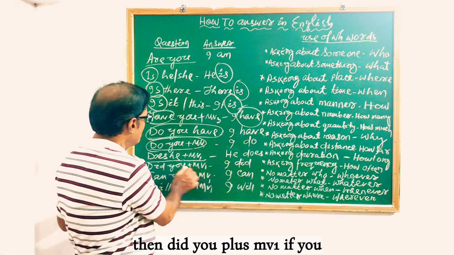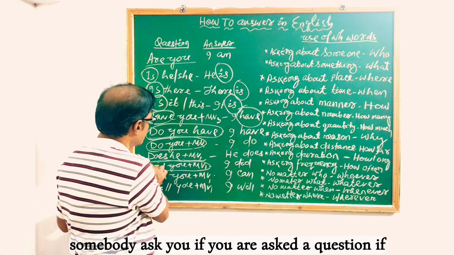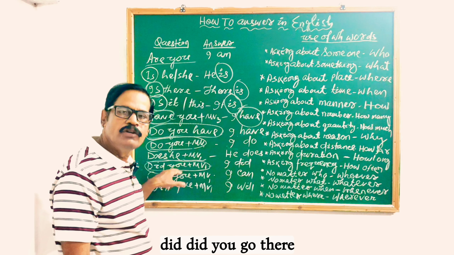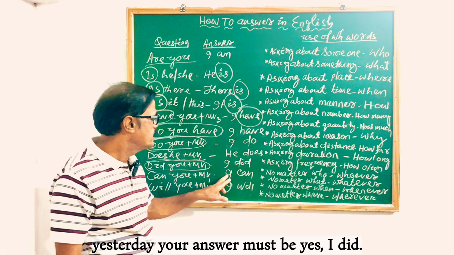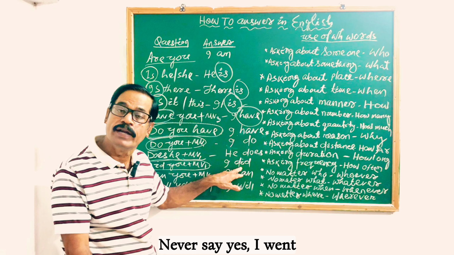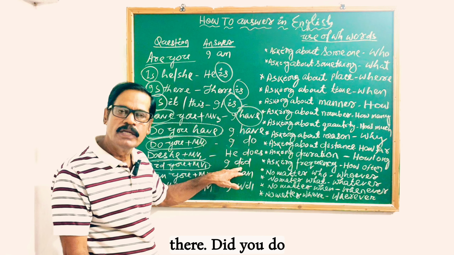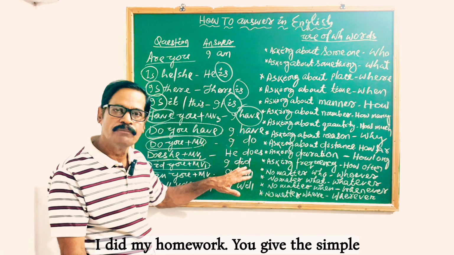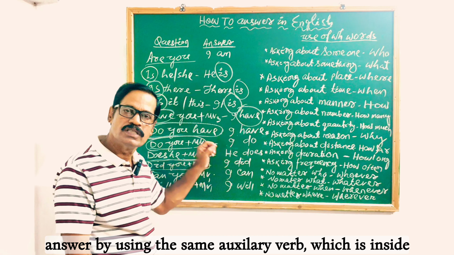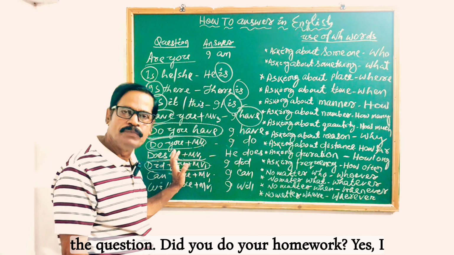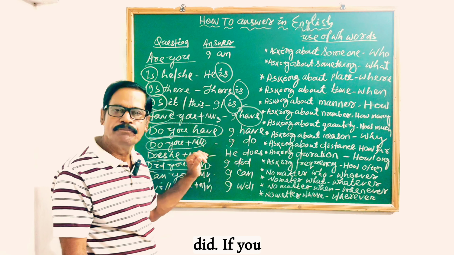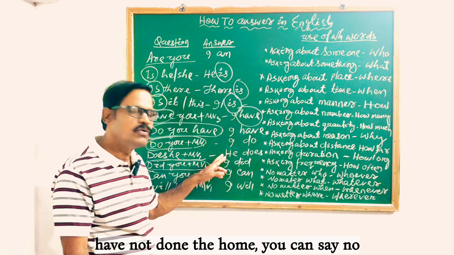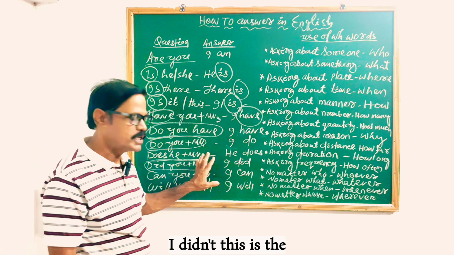Then did you plus MB1. If you are asked a question, if the speaker asks you a question using did, did you go there yesterday? Your answer must be yes, I did. Never say yes, I went there. Did you do your homework? Yes, I did. Never say yes, I did my homework. You give the simple answer by using the same auxiliary verb which is inside the question. Did you do your homework? Yes, I did. If you have not done the homework, you can say no, I didn't. So this is the answer.